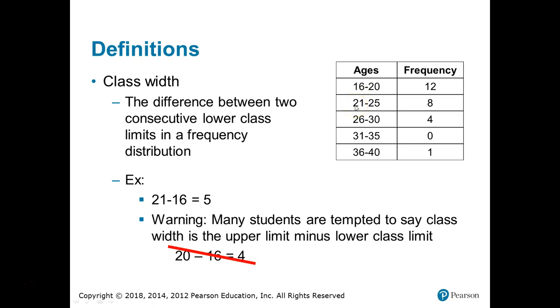Many students are tempted to say the class width is the upper limit minus the lower. So, 20 minus 16, class width is 4. Wrong. Don't do that. You'll make me really, really sad. It is taking the consecutive lower class limits and subtracting them. You can do 25 minus 20, 40 minus 35, 31 minus 26, but you have to be consistent. And then no matter which way you do it, you'll get 5.